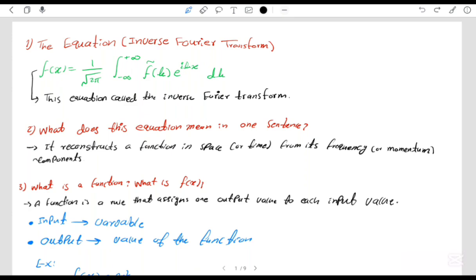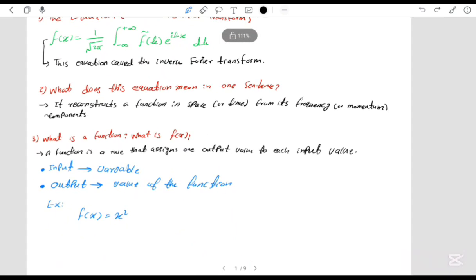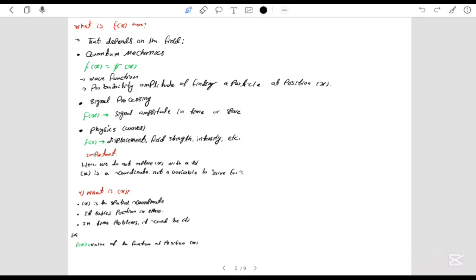What is a function? What is f of x? A function is a rule that assigns one output value to each input value. The input is like a variable, and the output is like the value of the function, right? For example, we have f of x equals x squared. So we have input and output. The output is the value of the function, like x squared. The input is the variable.